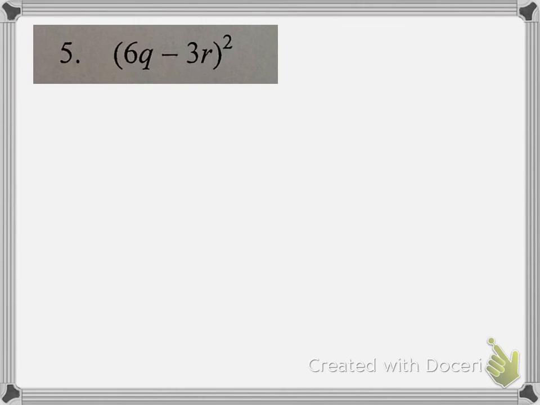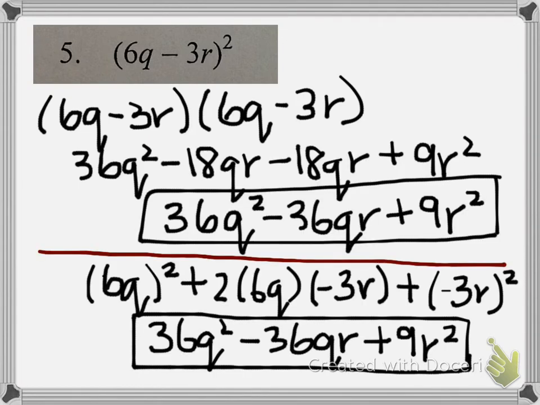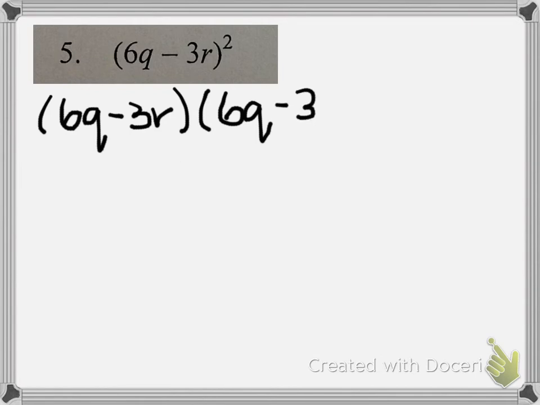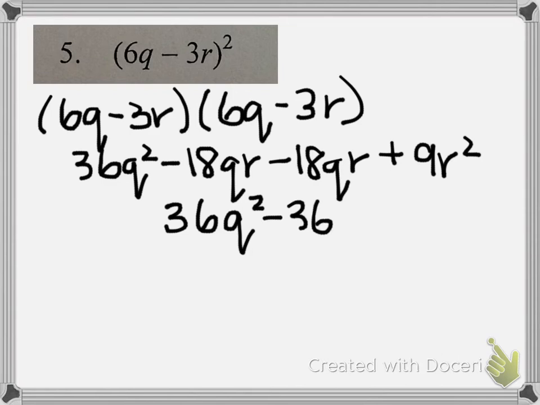So for this next one, if we take a look at what it really says here, they're asking us to take this term and multiply it by itself twice. So we can rewrite this as 6q minus 3r times 6q minus 3r, and we can use the FOIL method or distributive method. So let's go backwards here. We can FOIL this thing, so we get something that looks like this. And we combine the two terms in the middle. So this one will give us 36q squared minus 36qr plus 9r squared.